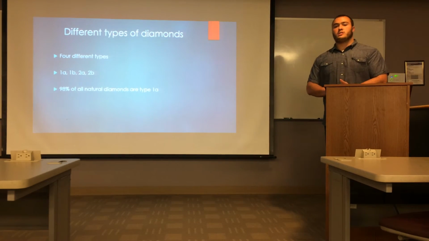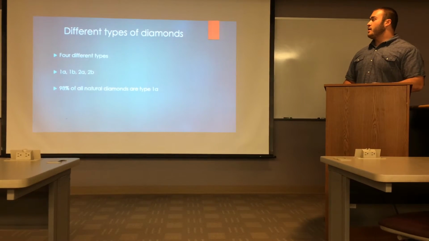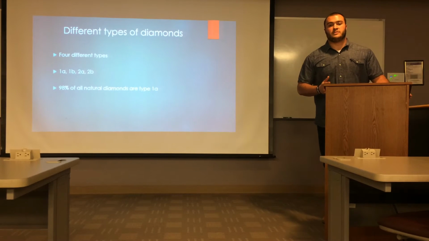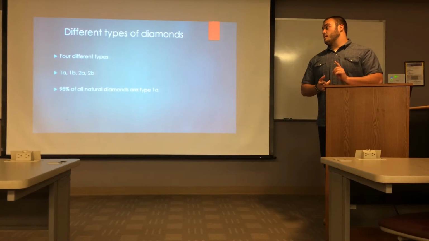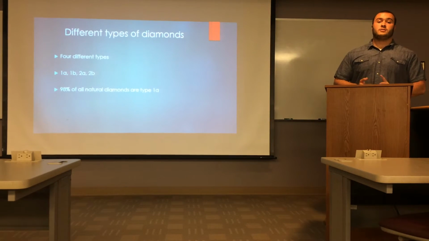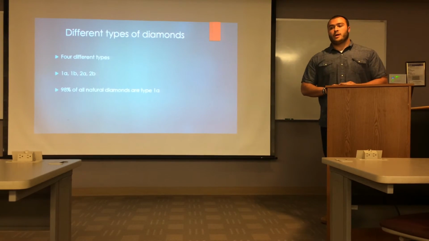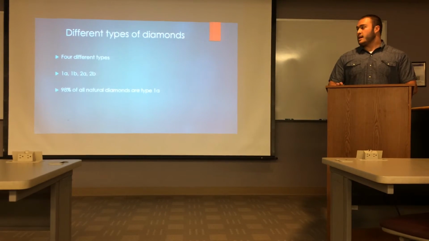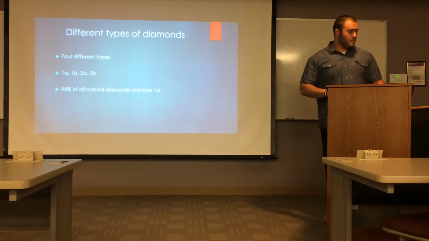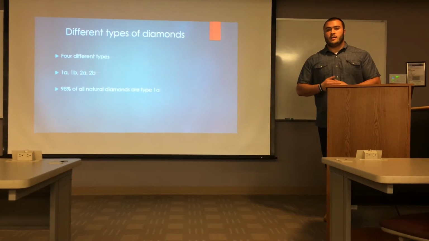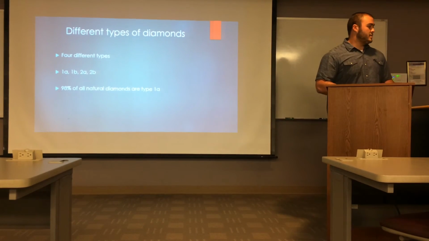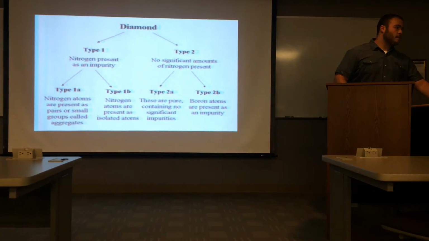Now that we've talked about where these mines can be found, let's talk about the different types of diamonds that can be found in these mines. There are 4 different types. You have type 1A, 1B, 2A, and 2B. But out of these 4 types, 98% of all these diamonds are type 1A. And these are the diamonds that you see every day in your jewelry and all your fashion necessities out there.